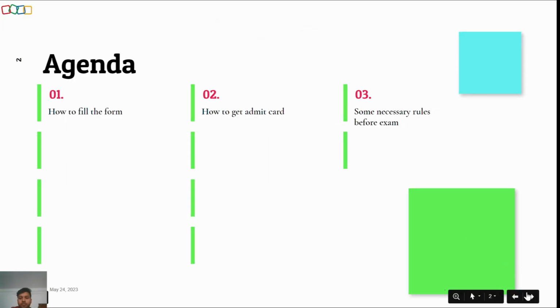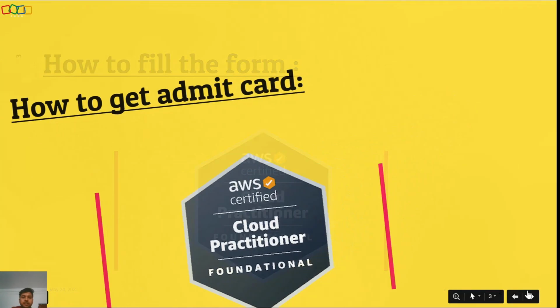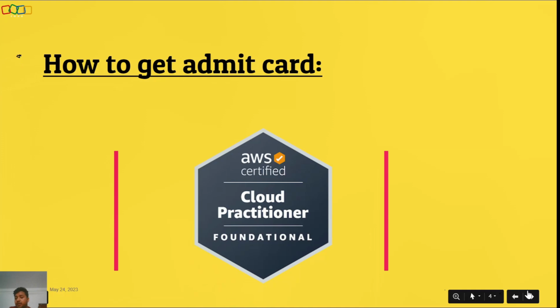Okay, so I jump to agenda number two. Number one was the first one, but the second one is how to get an admit card, because now you have successfully paid for the certification. Now all of you are thinking about where I will receive my admit card and which type of admit card I will receive. So guys, directly jump to my Gmail ID.